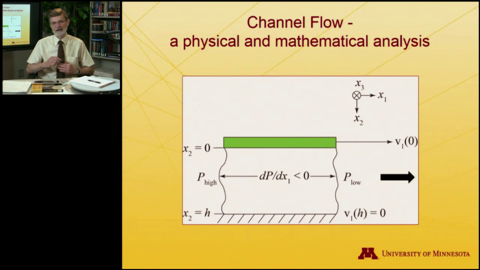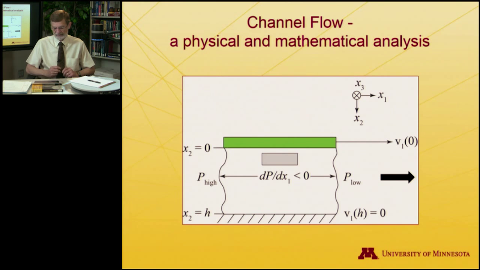And there's a plate on the top that's connected to the fluid. There's a no-slip boundary condition there. So as the plate moves, so does the fluid. They're connected together. There's no slip between the two. And the coordinate system is shown in the upper right-hand part. And what we want to do is figure out now what is the velocity profile and what is the shear stress profile in this channel.